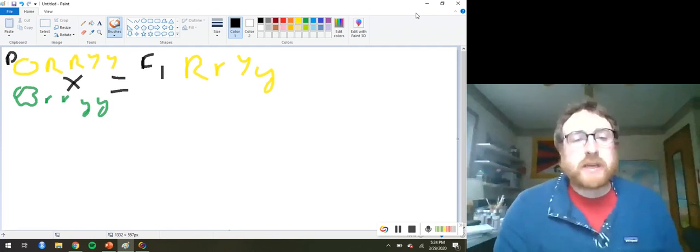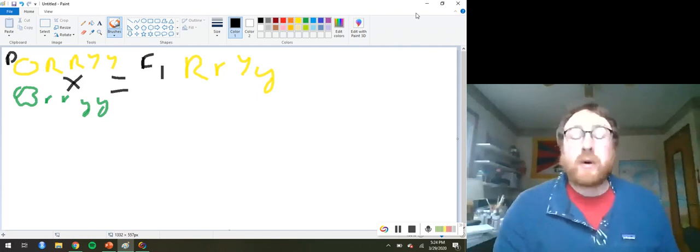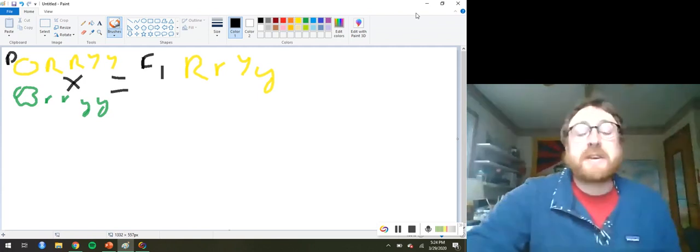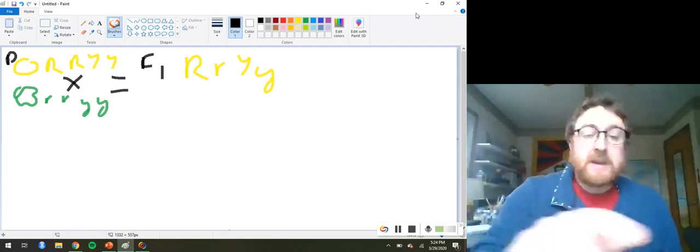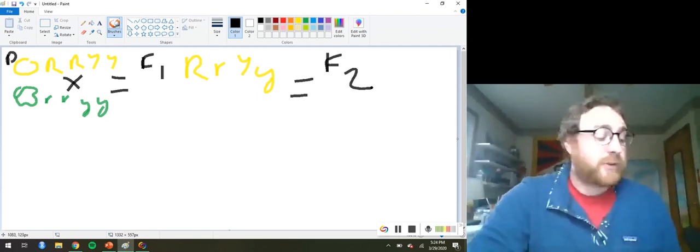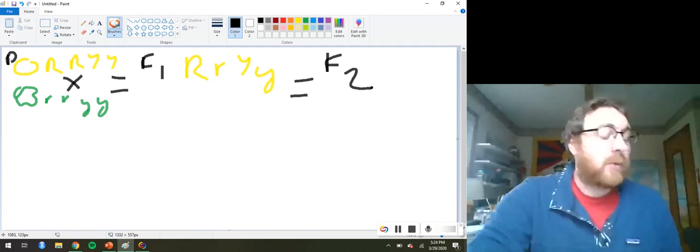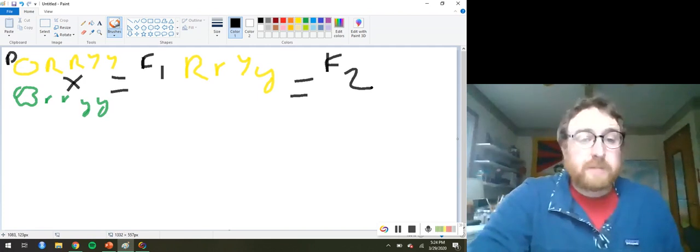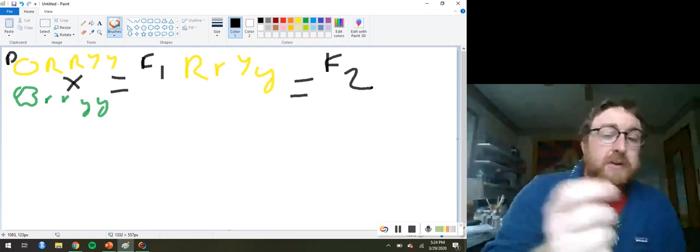But what gets really tricky, I think, is that if we take these F1s and breed two F1s together, what's going to happen, especially because we have all these recessive traits down there. So what we're going to do is work out the problem of what happens when we get an F2 generation. So what we need to do is first set up our Punnett square.